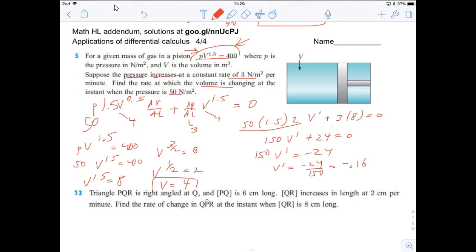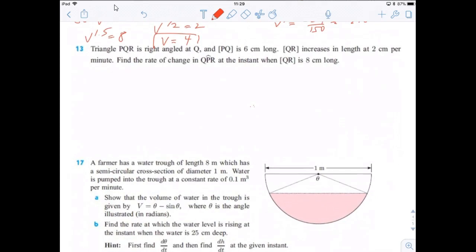Okay. Number 13. You have a triangle, PQR. It's right angled at Q, and PQ is 6 long. QR increases in length at 2 centimeters per minute, and so on. Remember, the first thing you want to do is draw a diagram in case they don't give you the diagram already. In this case, we do need to figure out an equation, so definitely draw a picture. Good advice in general for math and physics.